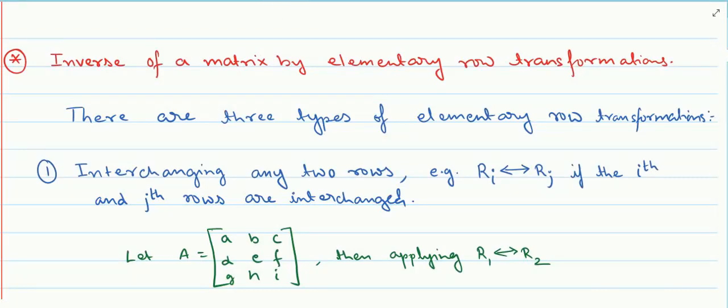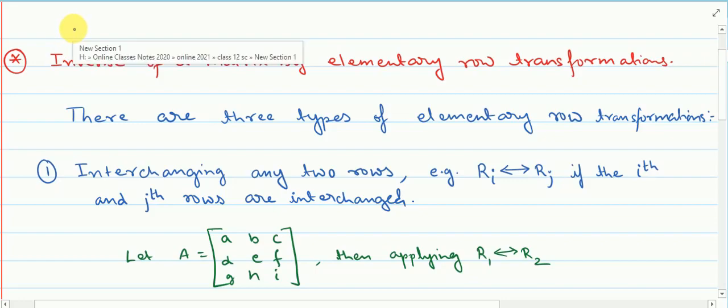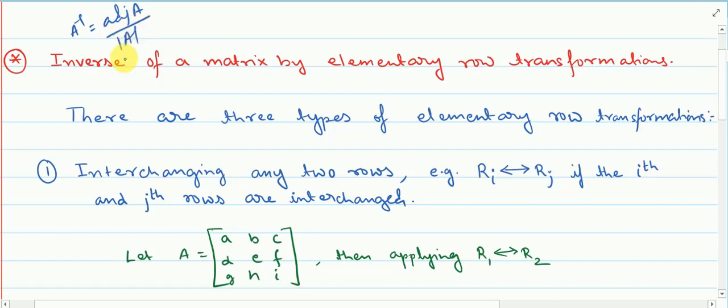Good morning everyone. So today we are going to do inverse of a matrix by elementary row transformation. We have already learned how to find the inverse of a matrix by using this formula, that A inverse will be equal to adjoint of A upon determinant of A. Yes, we have already learned this.